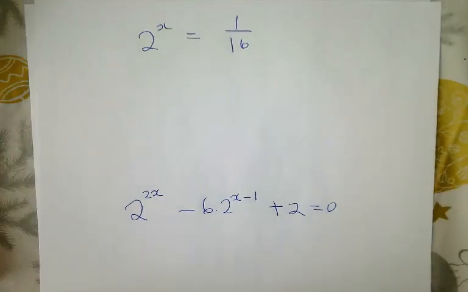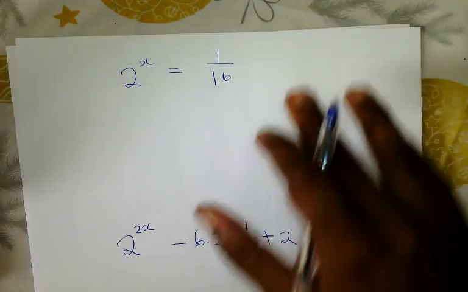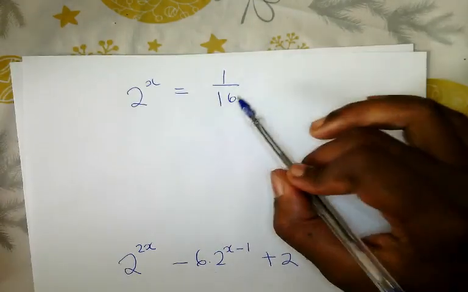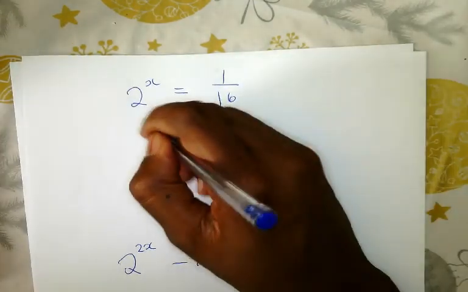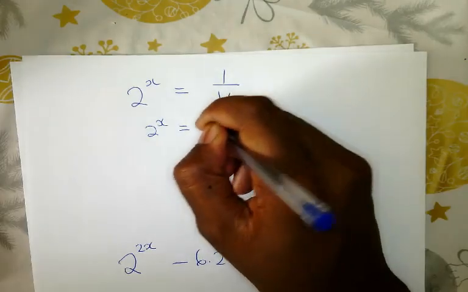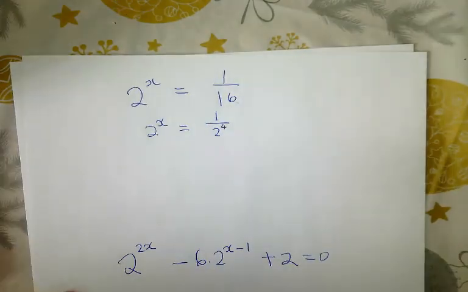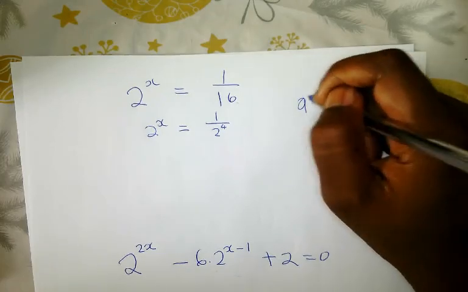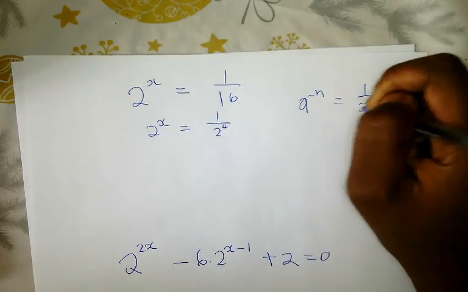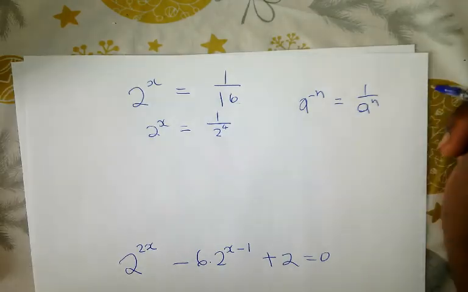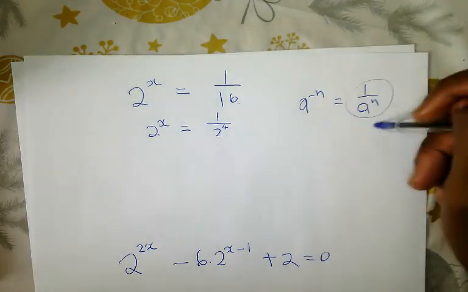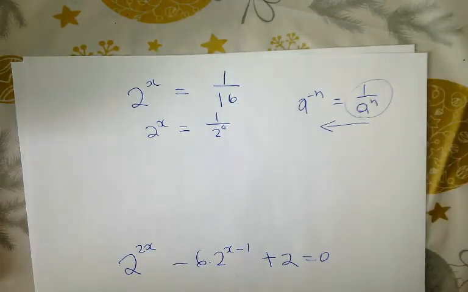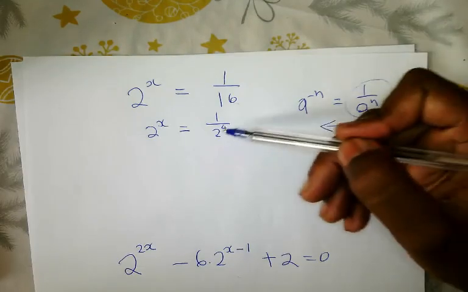The first thing, change this into a prime base. So 2x equals 1 over 2 to the 4. And then we have a law that says if we are given this, we can actually write it as that. So we have it as a fraction, we can make it a negative exponent. So this is the base, this is the exponent, and with a negative.